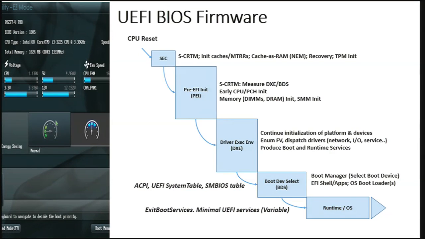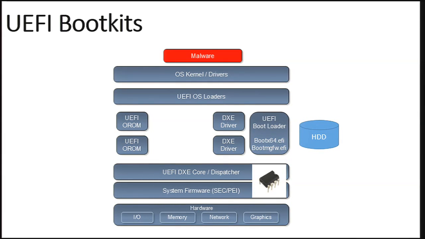Okay, this is the high-level picture of the UEFI firmware boot process. We start from the CPU reset vector and go on to the next steps. Most interesting is driver execution for DXE drivers. It's possible to abuse them with malicious drivers. Also, it's possible to modify some boot OS loaders at these steps. On this picture, you can see the hardware level, system firmware level, UEFI drivers and core, and some components of UEFI loaders which boot the operating system.